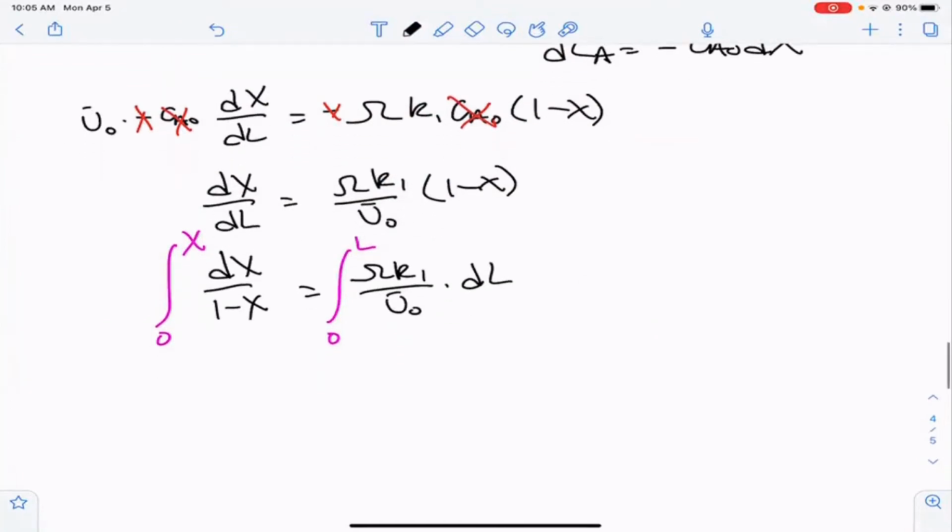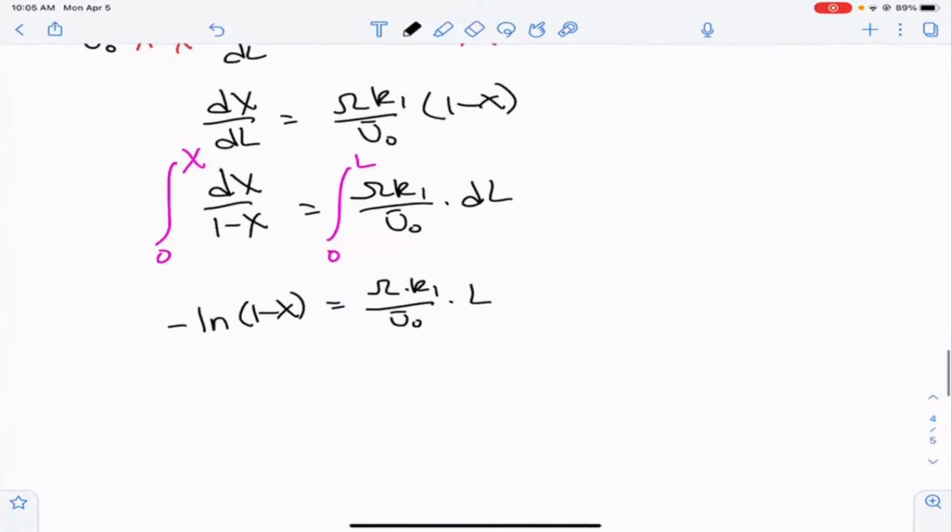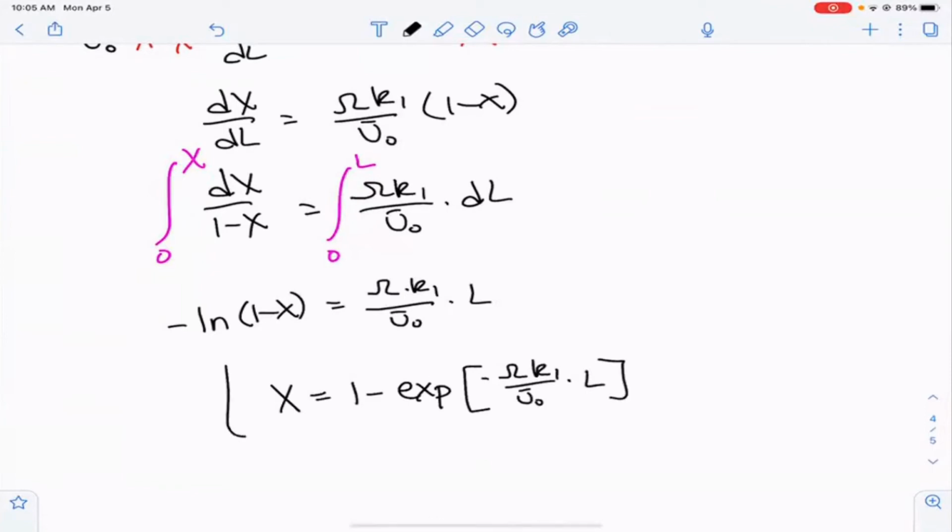And you can get, of course, this just becomes minus the natural log of 1 minus x equals the overall effectiveness factor times K1 over the initial velocity times the reactor length. Or if we wanted to, we could just solve for conversion, right? We could say the conversion is equal to 1 minus the exponent of minus the effectiveness factor times K1 over U0 times the length, right? And hopefully that looks familiar as well, because we've solved equations like this several times throughout the semester.